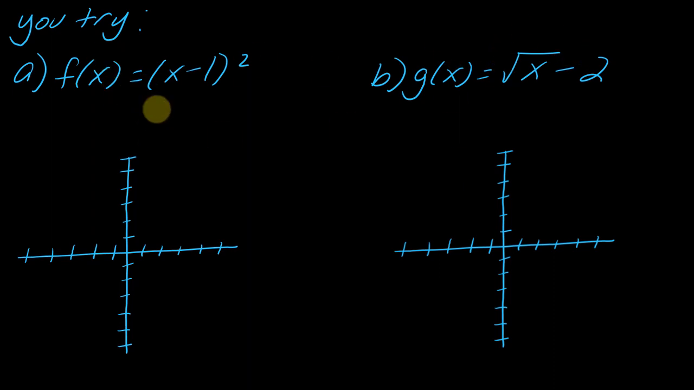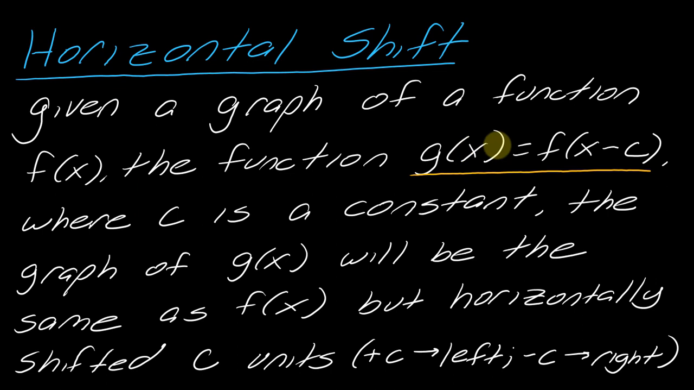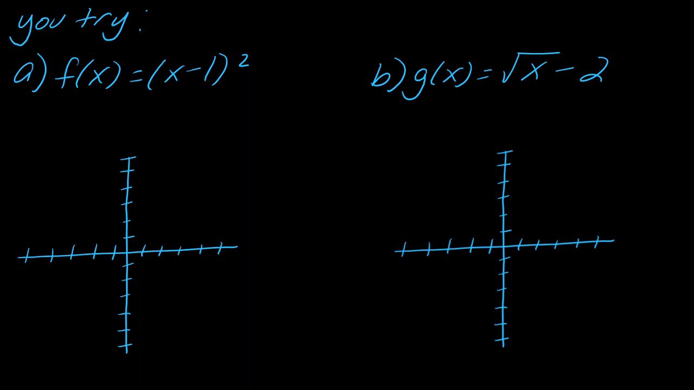Okay, so now let's talk about these two graphs. So with this one, is this number, this -1, would we consider this inside the function or outside the function? This would be considered inside the function. So just as a reminder then, going back to this, this actually will move in the opposite direction. Plus c means that I move to the left, minus c means I move to the right. So in this case, this is going to move right 1. So that's what we want to note.